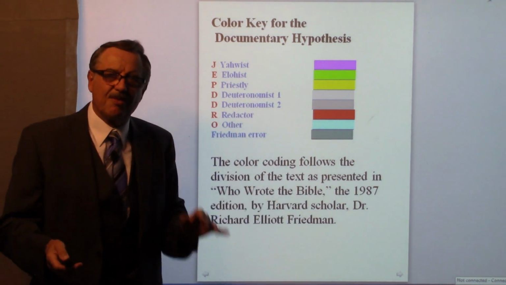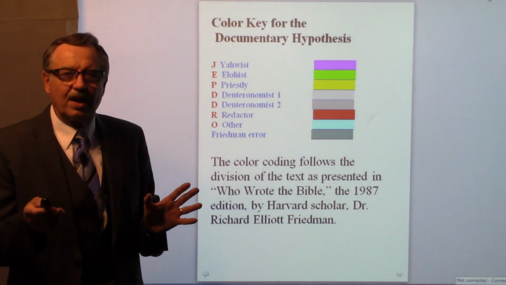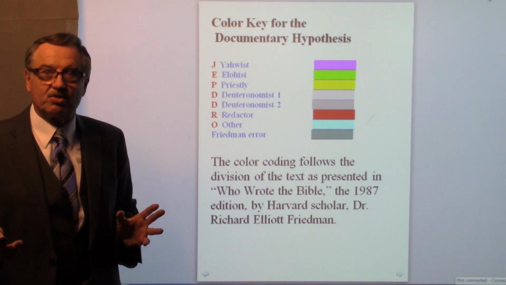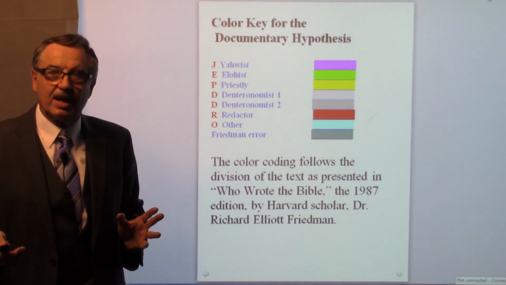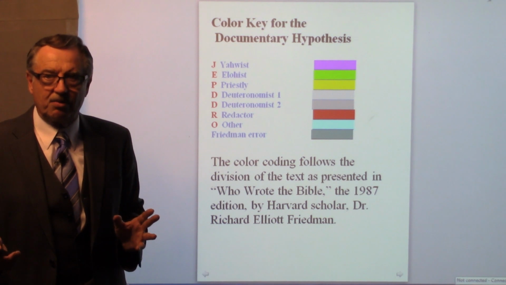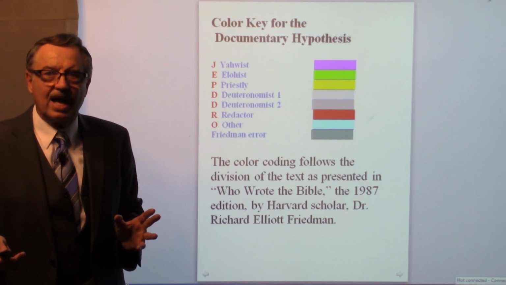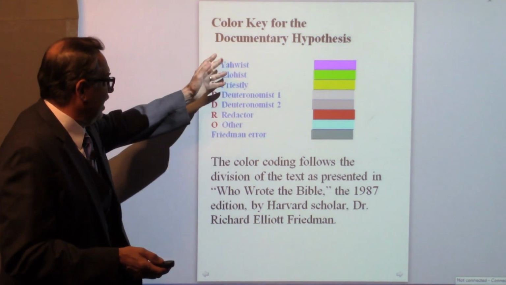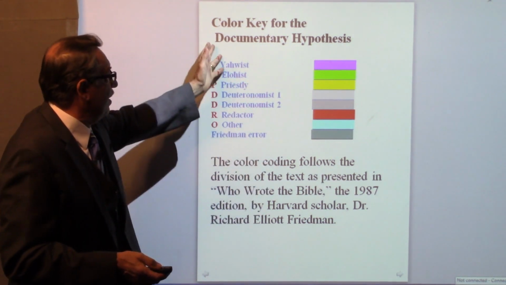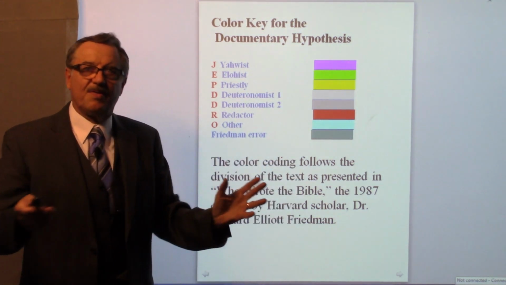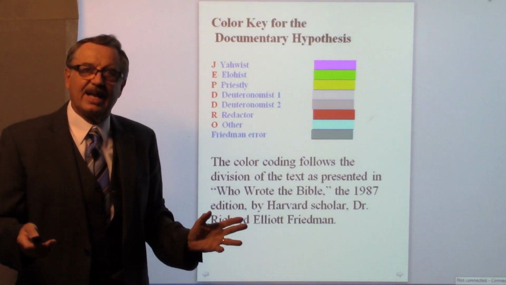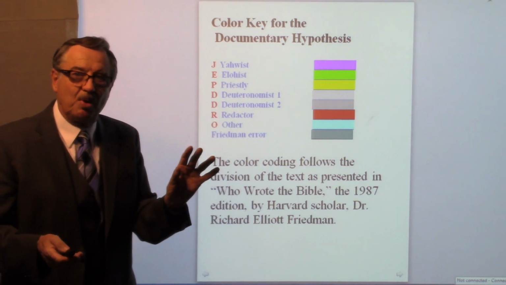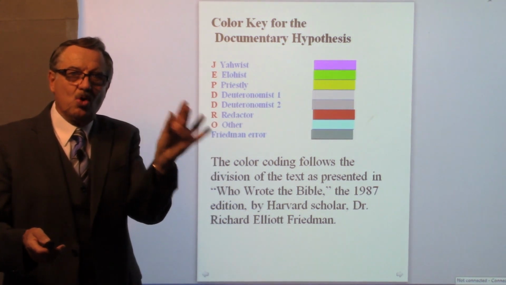Now, the Friedman error is a reference to the individual, a well-known Harvard-trained PhD, Dr. Richard Elliott Friedman, who wrote his famous book in 1987, and it's titled Who Wrote the Bible? And Friedman divides up the entire 5 books of the Bible into various sections, and color codes, and gives all the verses in his book. If you have the book, you can see who wrote what.